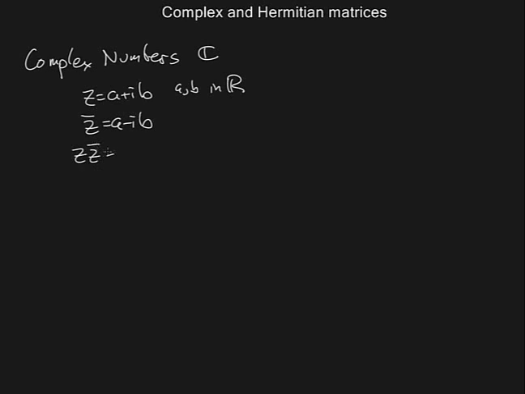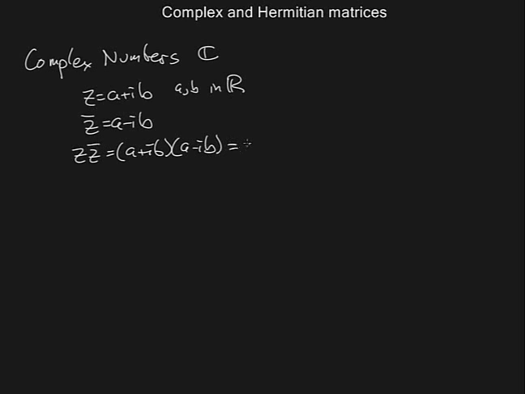Welcome back. Our next topic is complex matrices, and in particular Hermitian matrices. So I'm going to start with a very quick review of complex numbers. We write a complex number as a plus ib, and the complex conjugate is a minus ib.